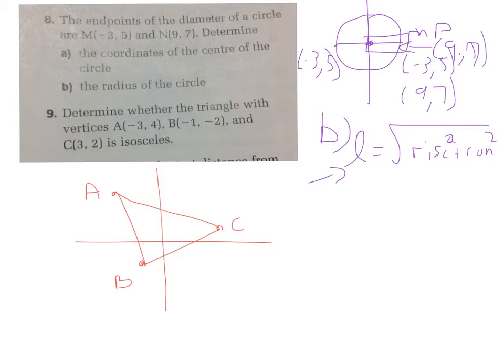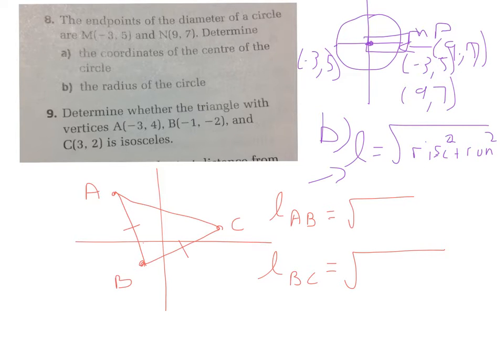So if it's isosceles, it means that 2 of the sides have to be equal. I'm just guessing that it might be AB and BC, judging by my diagram. They look like the 2 that might be the equal sides. But if you're lucky, if you find the length of AB and the length of BC, you might get that they're the same. And then you can go, therefore it's isosceles.